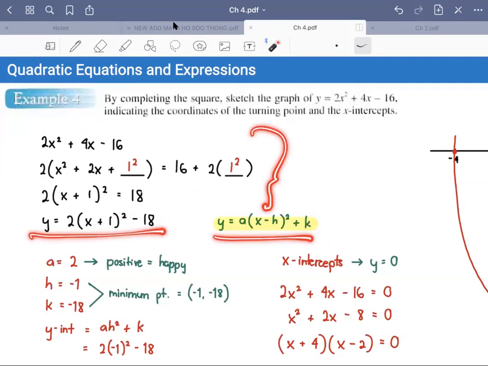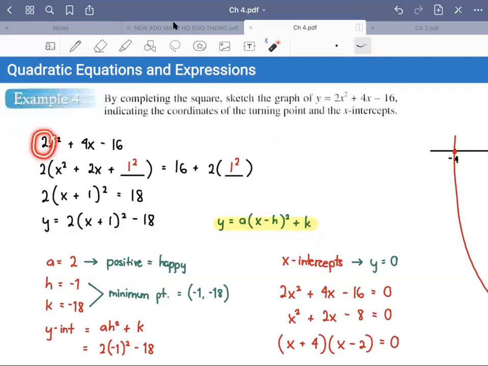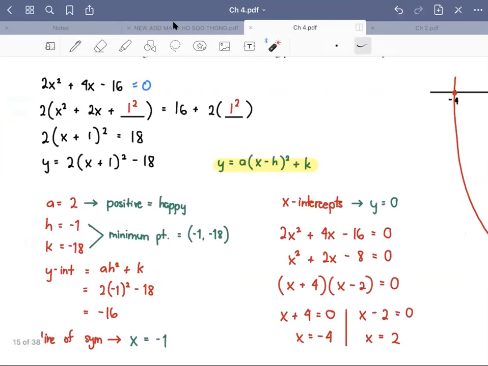All right, again, don't forget to remove the coefficient by getting the common factor and then dividing by 2. Let me just write the imaginary 0 here. So basically we're done with the completed square form. Next we need to find the different parts of the graph, so we need to find A, H, and K. A is 2, so A is positive. Therefore our graph is happy. So it's like that.